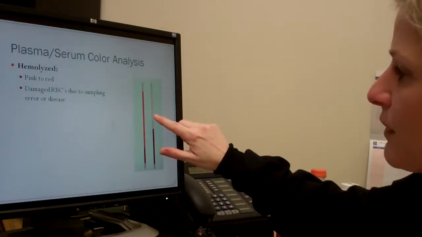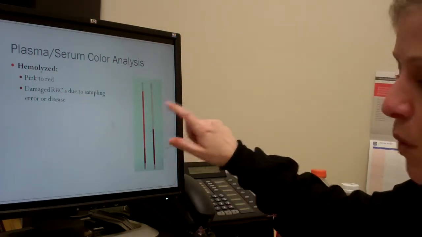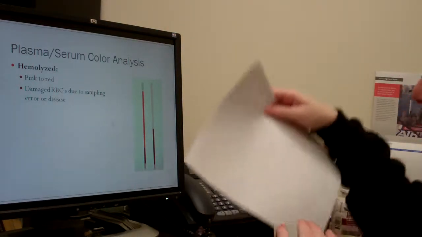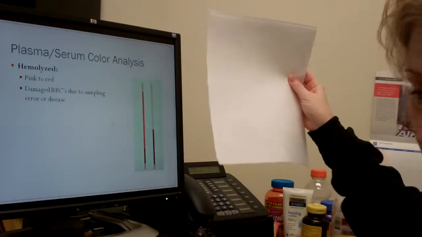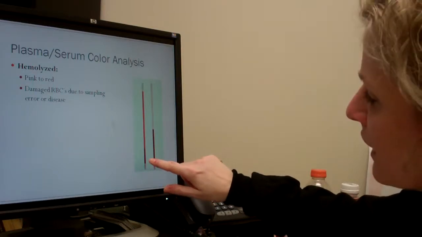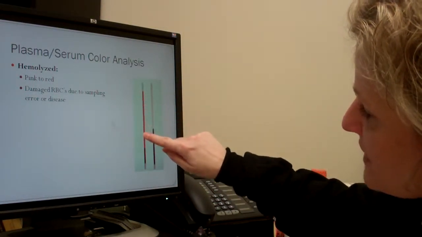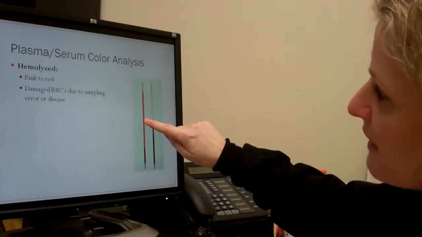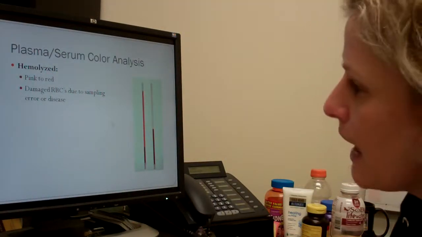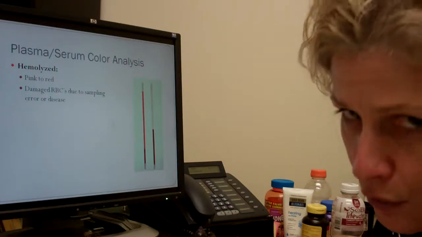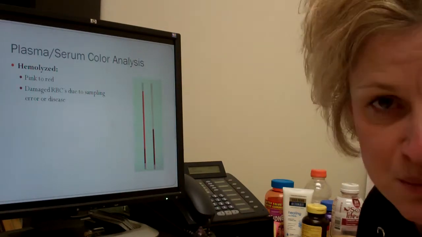Again, this particular one looks very normal, it's clear to white, and you should always assess packed cell volume behind a white sheet of paper, because then it'll be true color. This particular hematocrit to the left of this one, the sample looks very pink to red, and that tells you that it's hemolyzed.